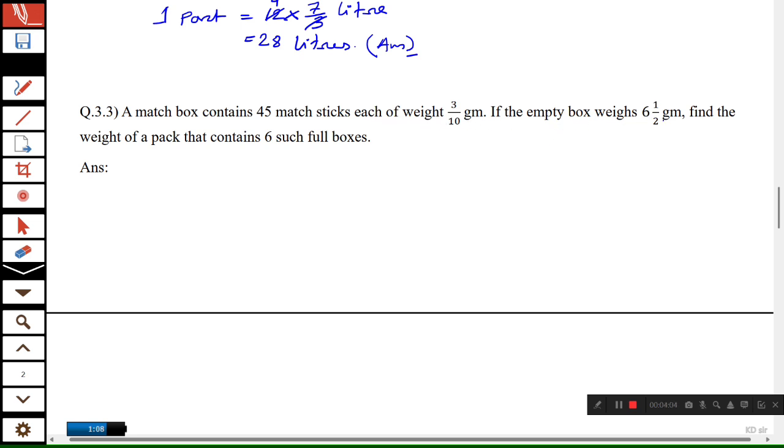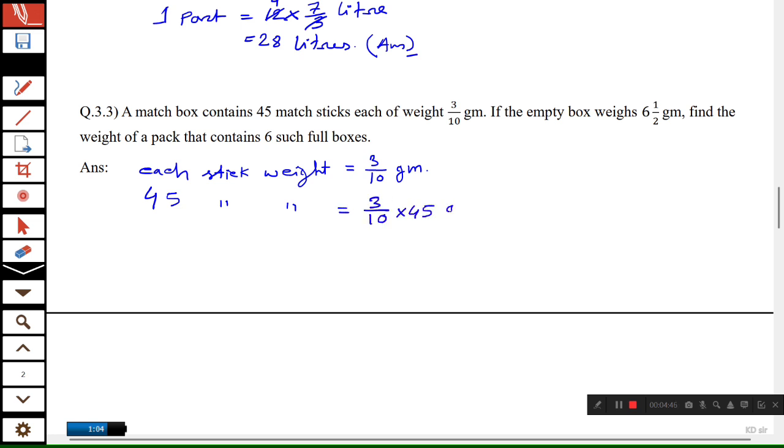If the empty box weighs 6 whole 1 by 2 gram, then find the weight of a pack that contains 6 such matchboxes. So we have to find the whole weight of each matchbox. So each matchbox contains 45 sticks. So each stick's weight is 3 by 10 gram. Okay. So 45 sticks weight equal to 3 by 10 into 45 gram.